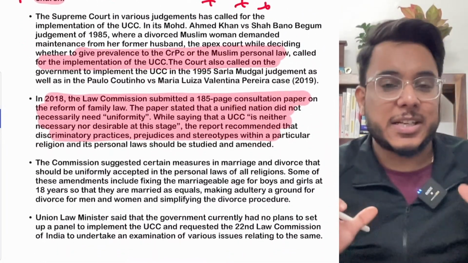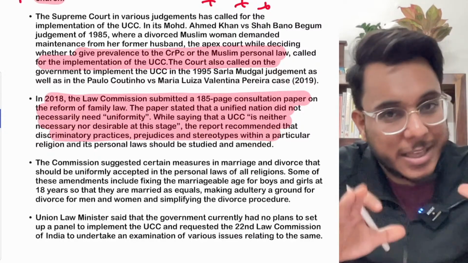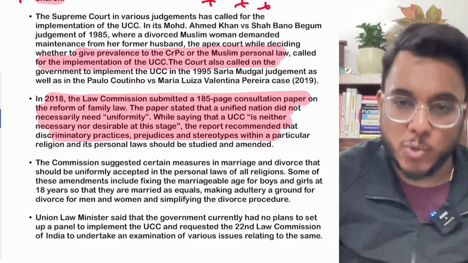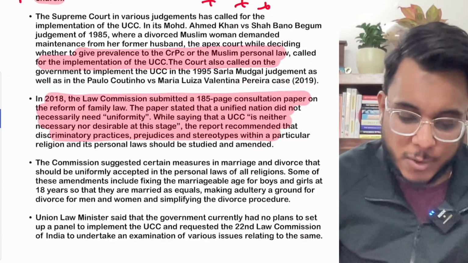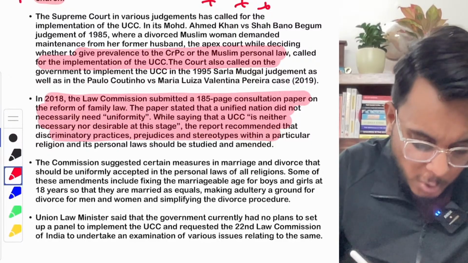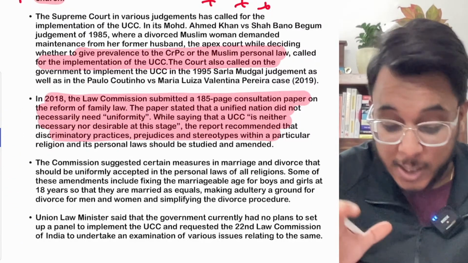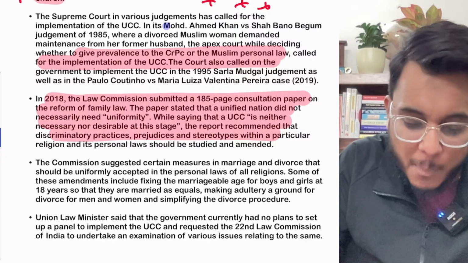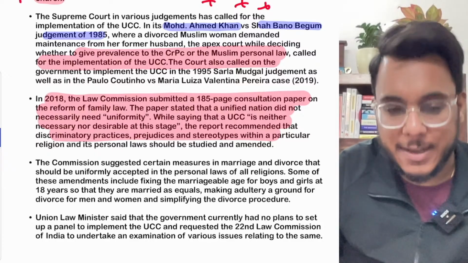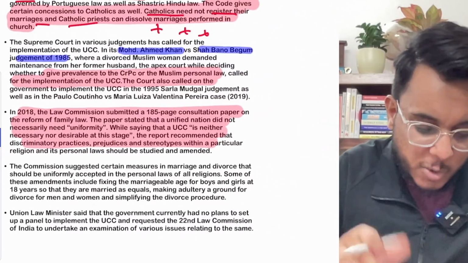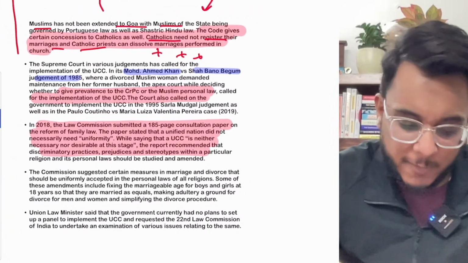Now, let's discuss a little bit more about the Law Commission reports, what they have suggested on the matter of UCC, as well as what the Supreme Court has suggested on the matters of UCC. Now, the most important judgment on the Uniform Civil Code, as well as on secularism, is the Muhammad Ahmad Khan versus Shah Bano Begum judgment of 1985. Let me explain what this particular issue was from scratch.